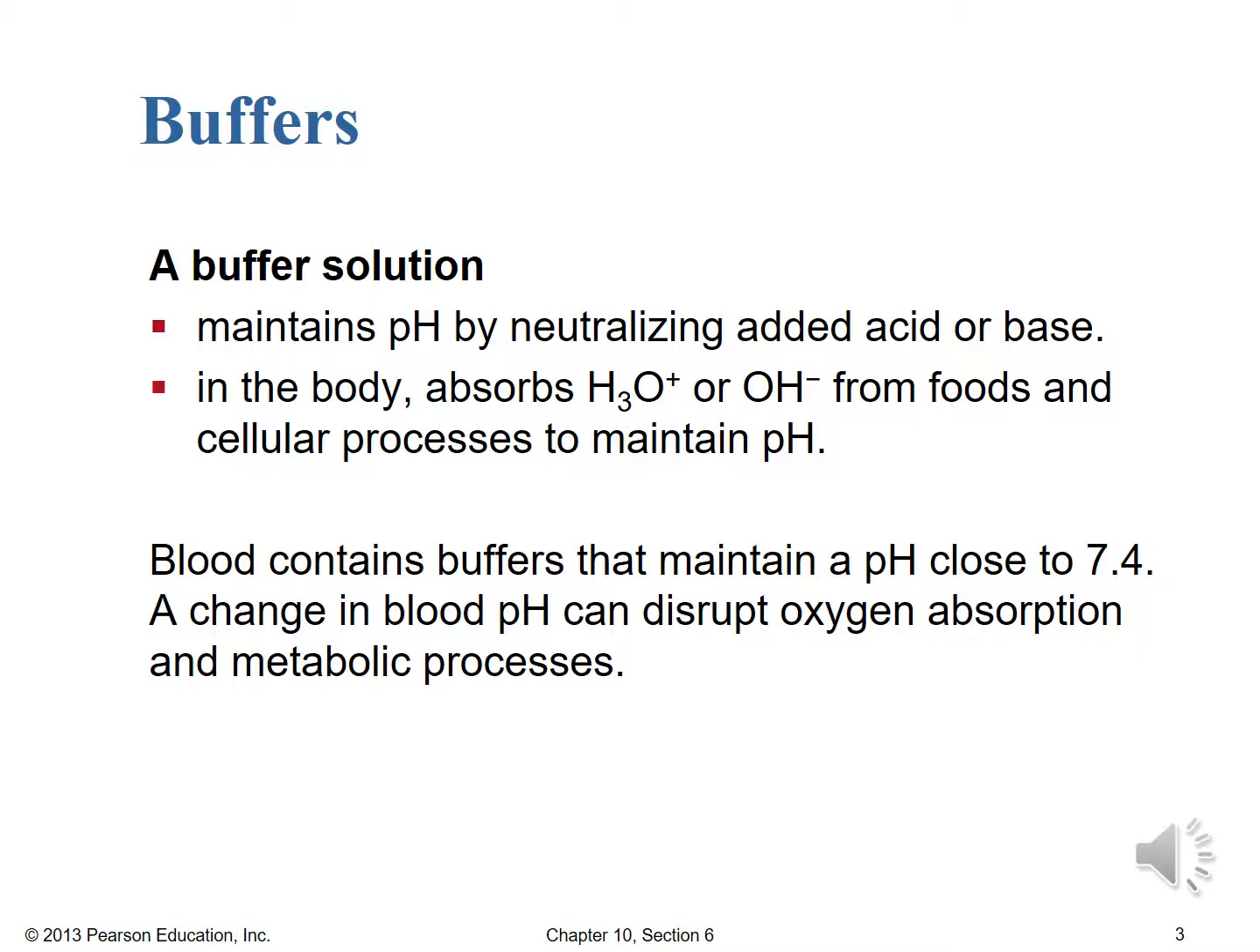Blood itself, which contains buffers to maintain a pH pretty close to 7.4, is a pretty critical pH. If you get a change in blood pH, either higher or lower by any measurable amount, you can disrupt oxygen absorption, you can disrupt metabolic processes. If it gets really high or really low, you can precipitate proteins and have enzymes stop functioning. So it's very important, especially in biological systems, that we can maintain a very stable pH.